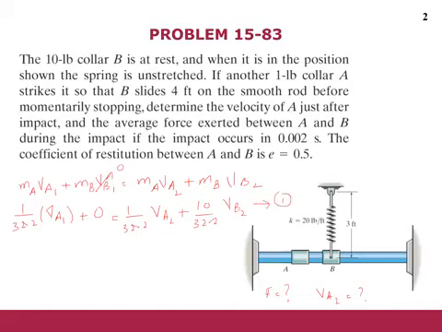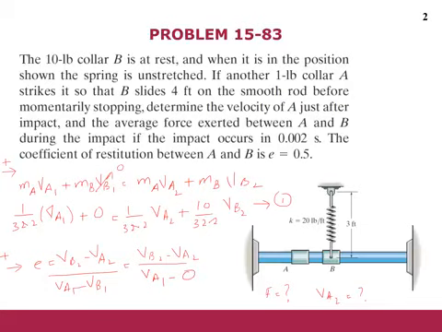Now for the coefficient of restitution, we take these as positive signs. So e, which is 0.5, equals, we know the formula, VB2 minus VA2 divided by VA1 minus VB1. In this case VB2 is unknown, VA2 is also unknown, and VA1 is also unknown, while VB1 is 0. So this is our equation 2.